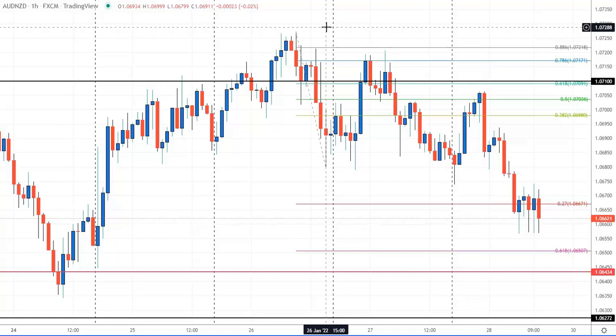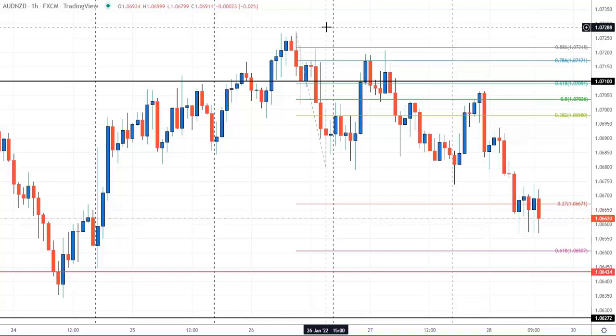And the nice thing about small pip risk is that if you have a fixed percentage of your account that you put at risk, we always recommend 0.5%, that means you can trade a lot more lots with a 13 pip risk than you could with, say, a 30 pip risk or a 50 pip risk or more.